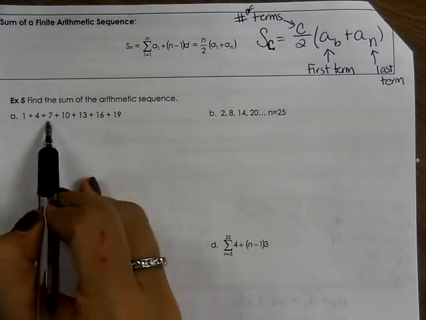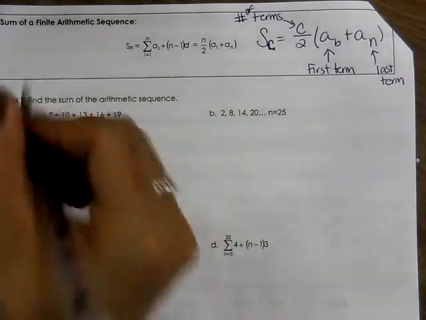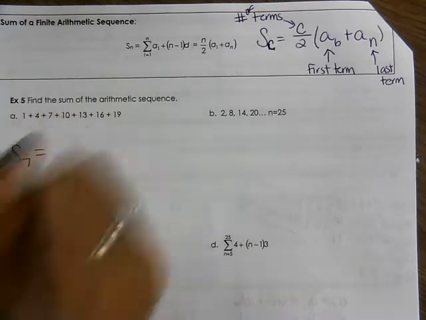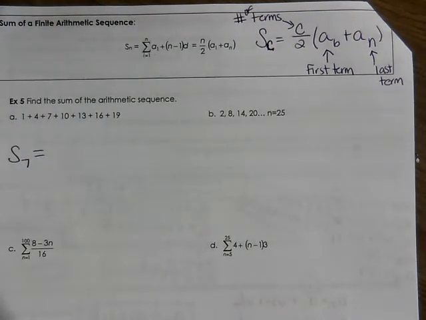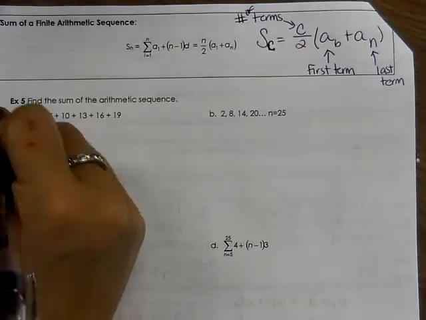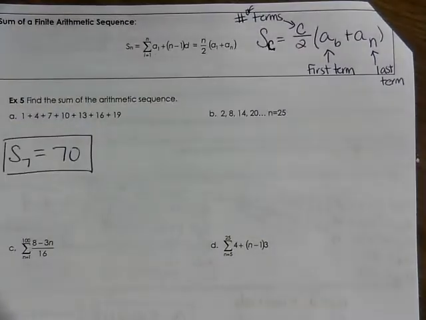So there's 1, 2, 3, 4, 5, 6, 7 terms. So the sum of these 7 terms is how you would write your answer, and then you add them together. I think you get 70. Don't waste your time with a formula when you could see what you have to add together. Now B is a little different.